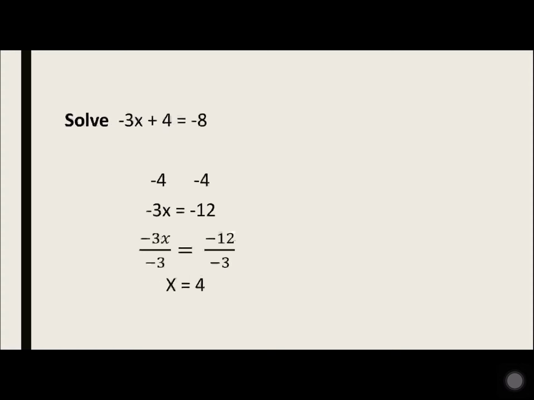Solve. Negative 3x plus 4 equals negative 8. We undo add 4 with subtract 4. Plus 4 minus 4 cancels. On the right, negative 8 minus 4 is negative 12. Negative 3x equals negative 12. We have to divide by negative 3 on both sides. On the left, the negative 3's cancel. On the right, negative divided by negative equals positive.